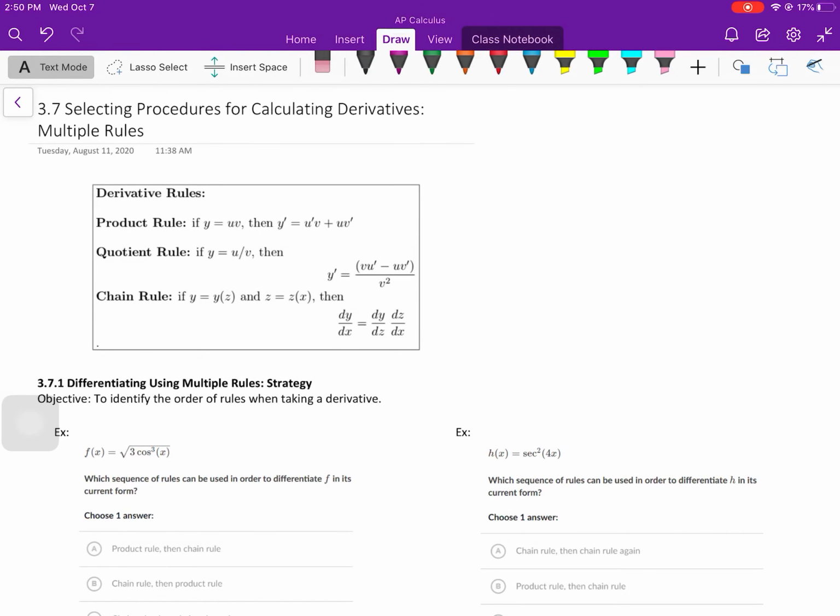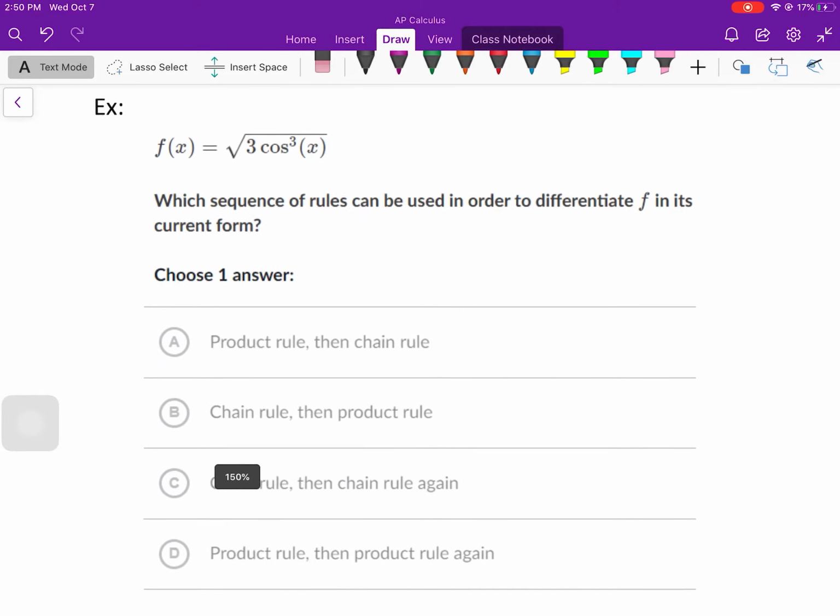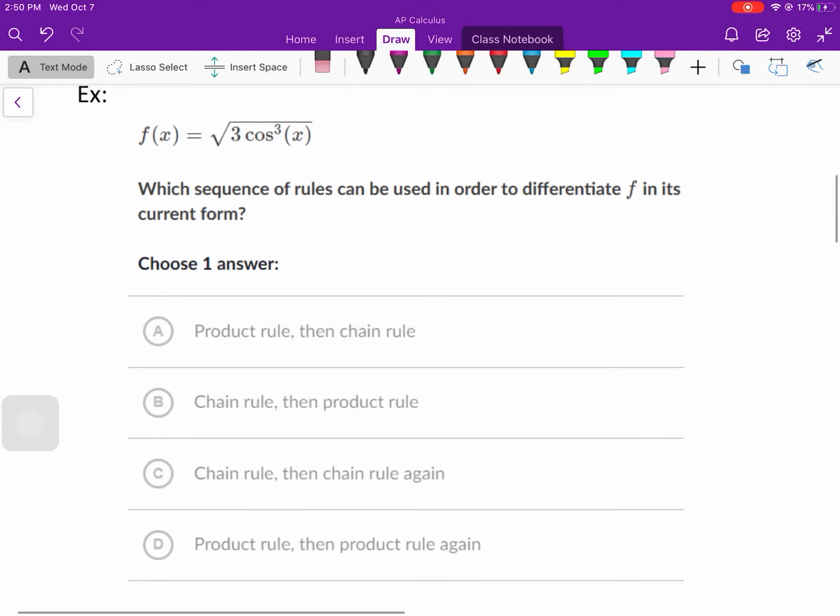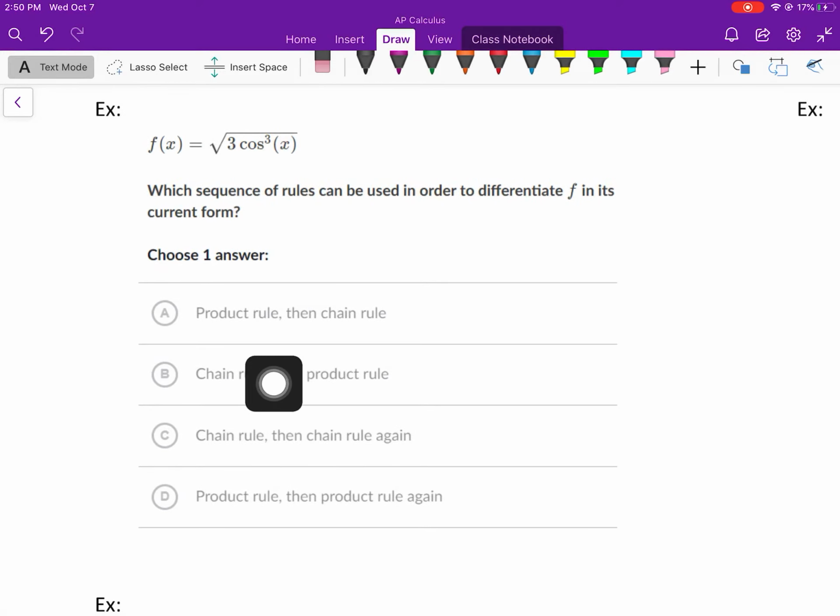So when do we use the product rule, chain rule, quotient rule? This kind of assignment may be confusing, but it's really good for you to go through because this is where a lot of confusion happens. So if we look at this one here, what are we going to use first? Are we going to use the product rule, chain rule, quotient rule? What's going on here?